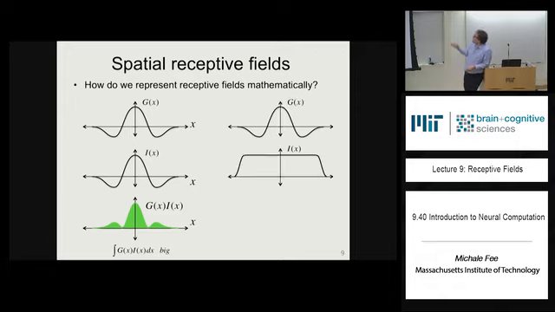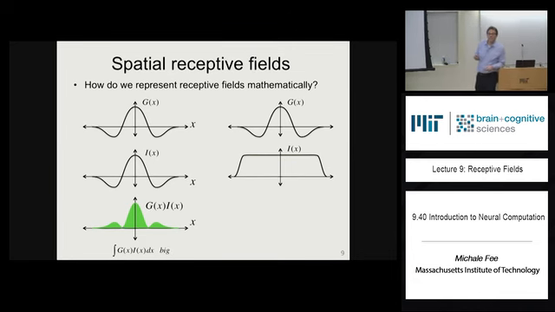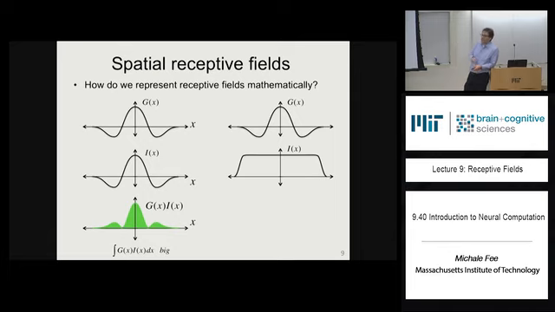All right, let's consider this case. Now, instead of a small spot of light centered over the excitatory lobe of the receptive field, you have a broad spot of light that covers both the excitatory and inhibitory lobes of the receptive field. What's going to happen?